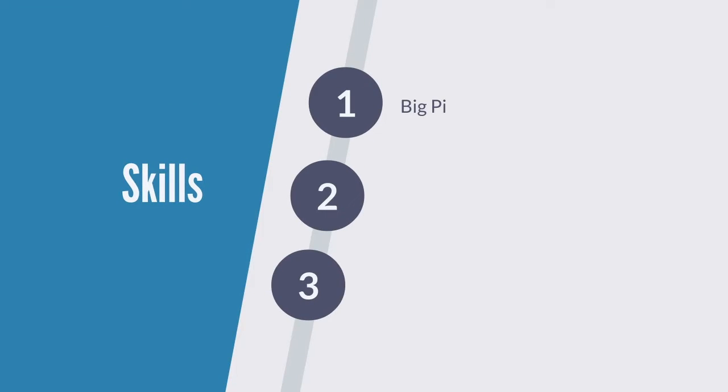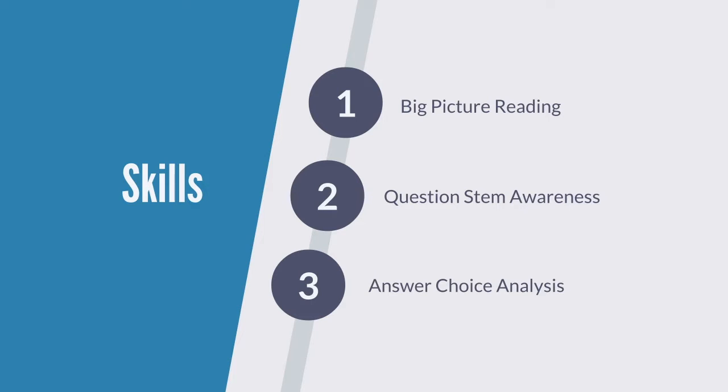Anytime we work on reading comp, there's 3 different skill sets we're trying to build. We want to get better at how we read the passage. We want to get better at what we do after we've read a question stem, but before we dive into the answers. And then we want to get better at analyzing these answers.